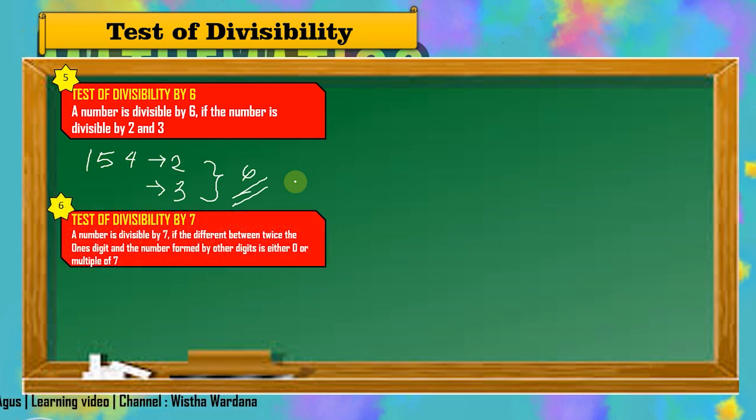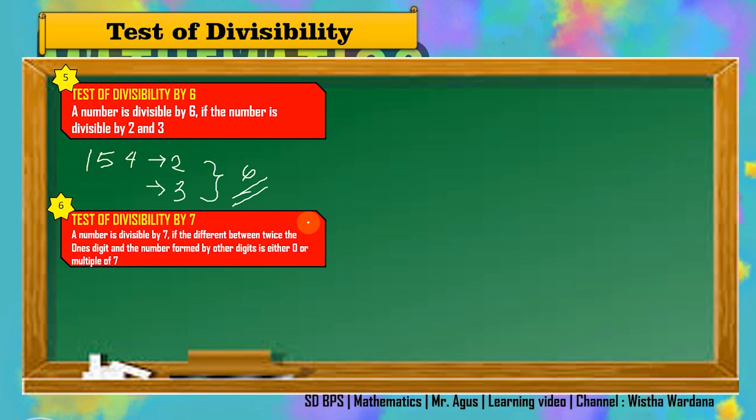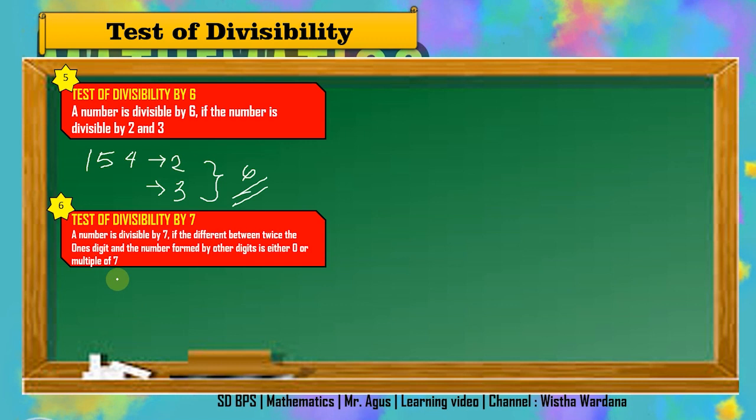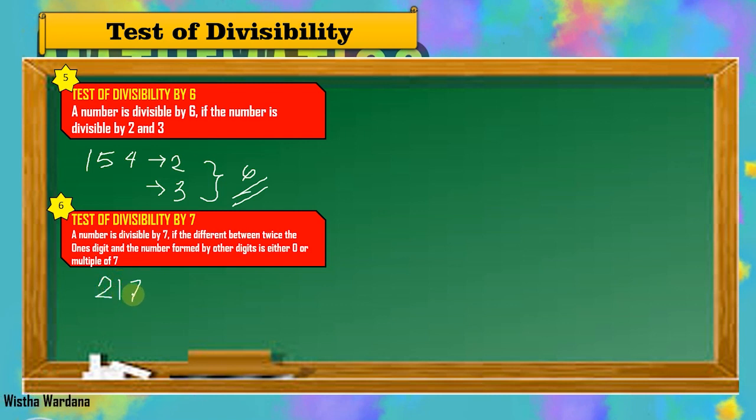Move to the next, test of divisibility by 7. A number is divisible by 7 if the difference between twice the one digit and the number formed by the other digits is either 0 or a multiple of 7. Okay, for example, if we have 217, is 217 divisible by 7?